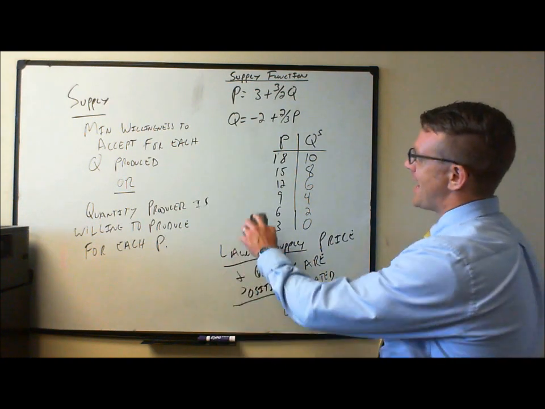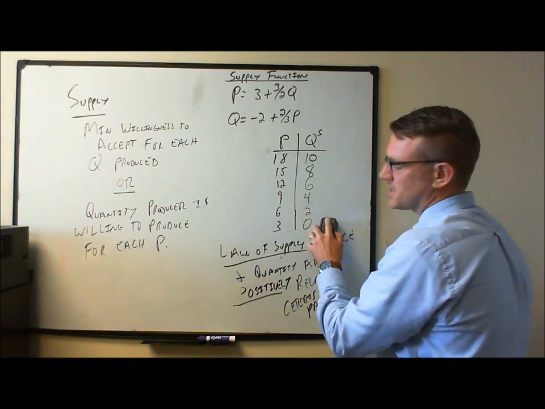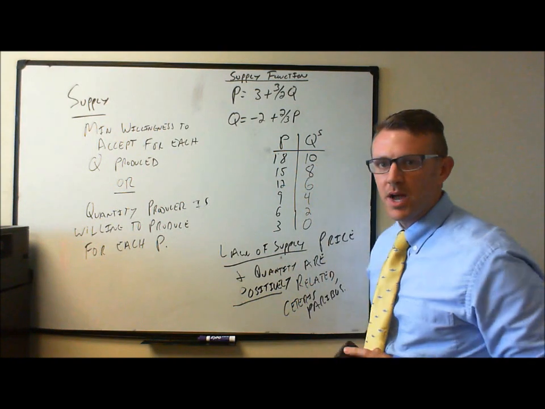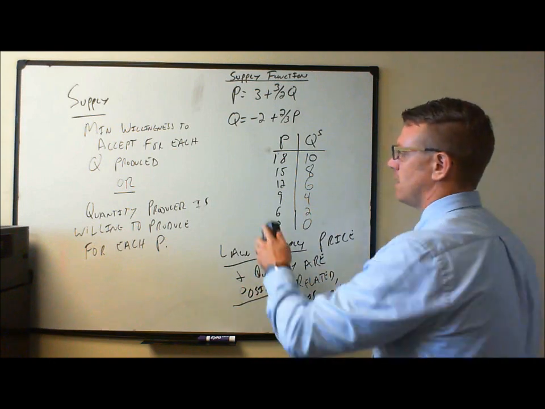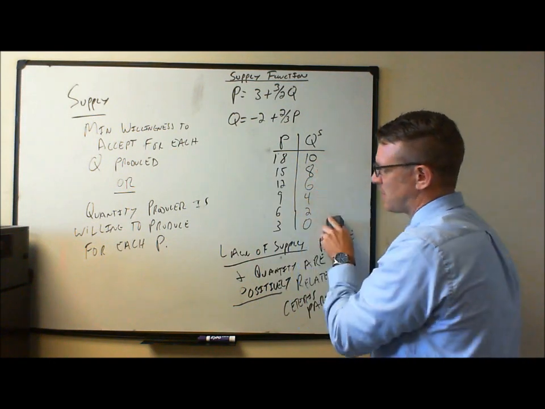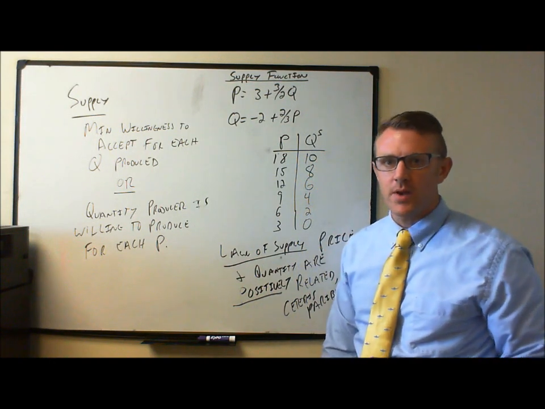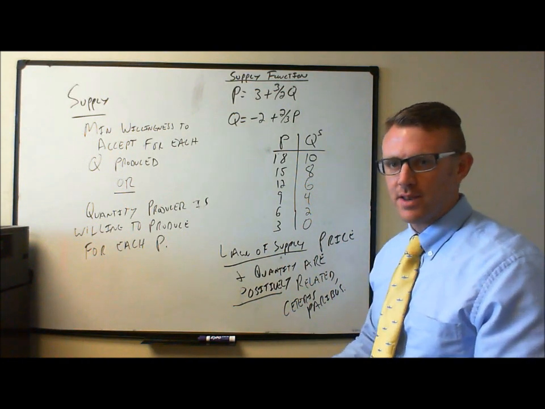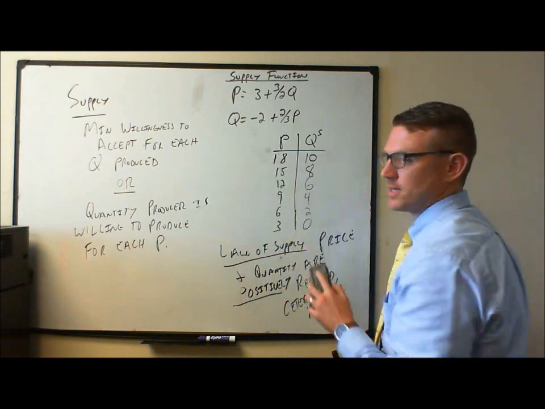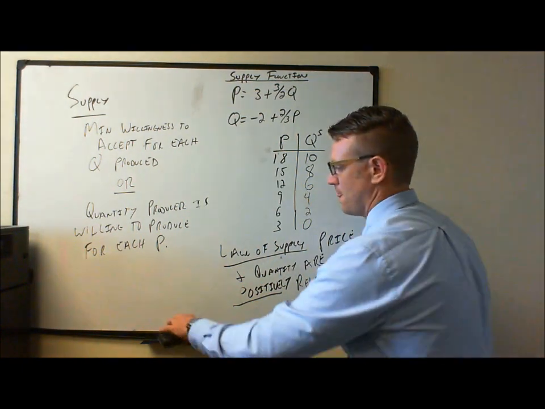As price goes up, quantity supplied goes up. Suppliers are willing to supply more quantity as we increase the price. When prices go down, they're going to be willing to supply less, so quantity goes down as price goes down. The law of supply is opposite the law of demand. Sellers like high prices. Buyers do not.